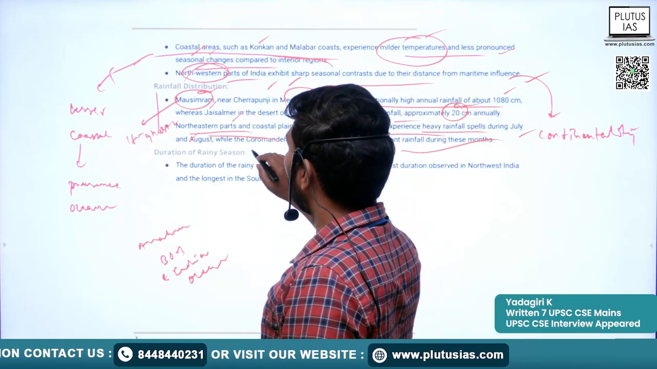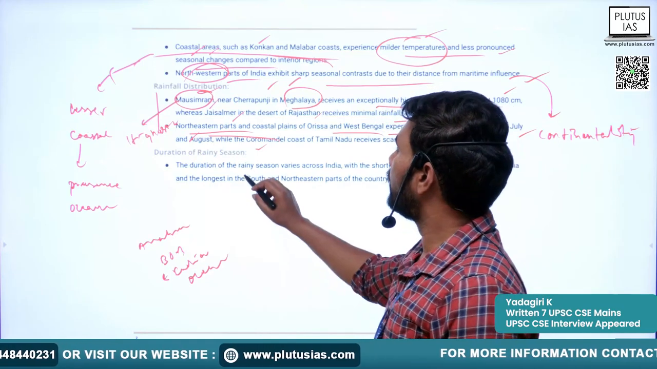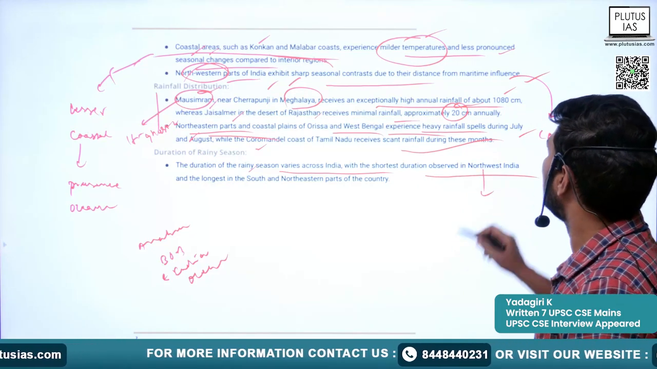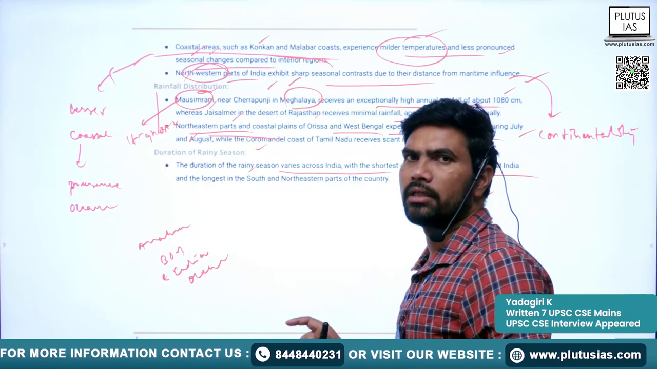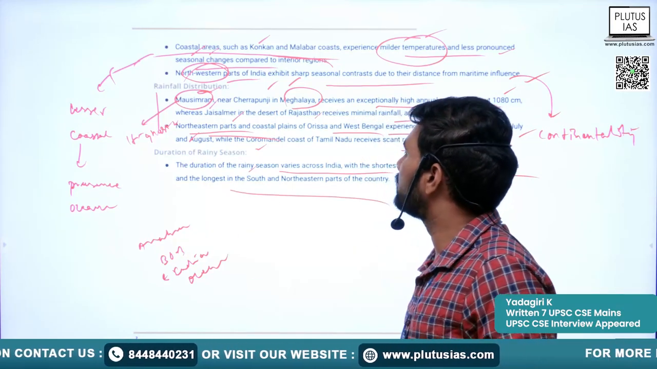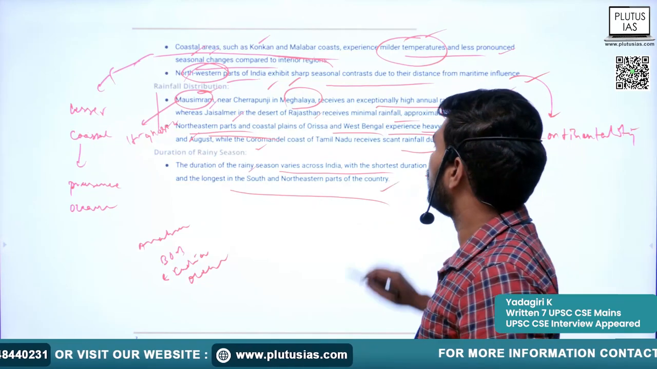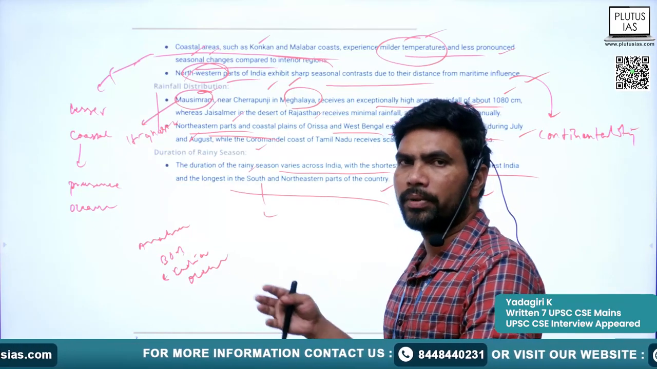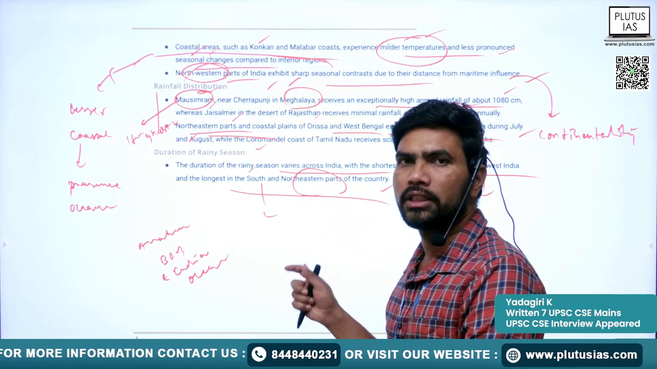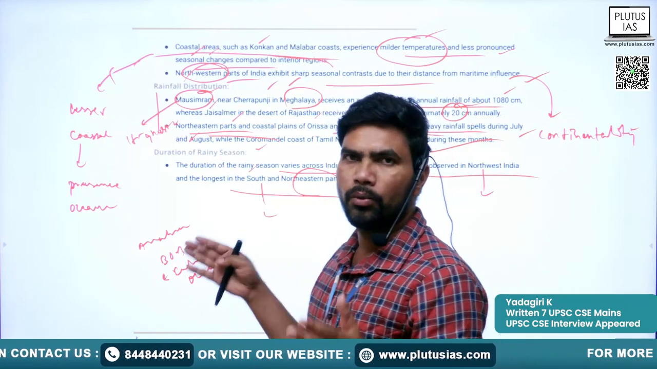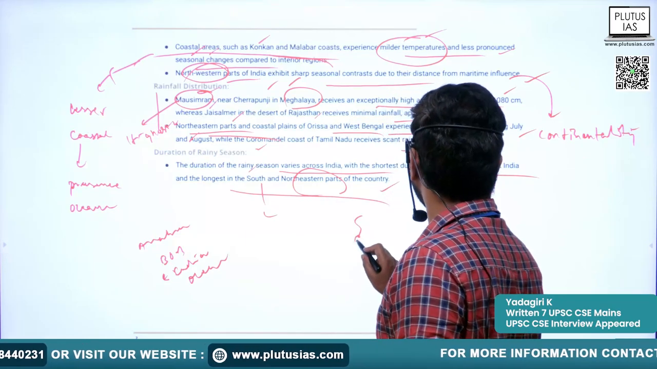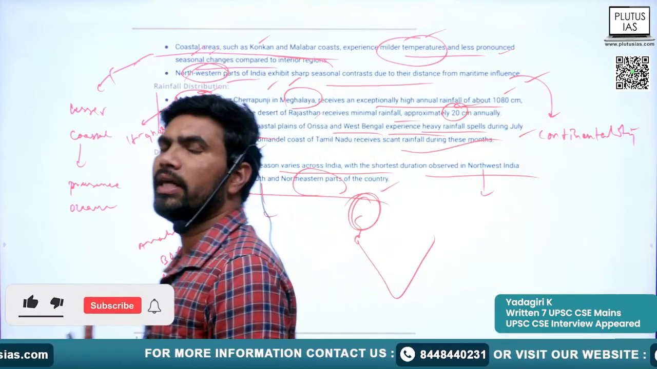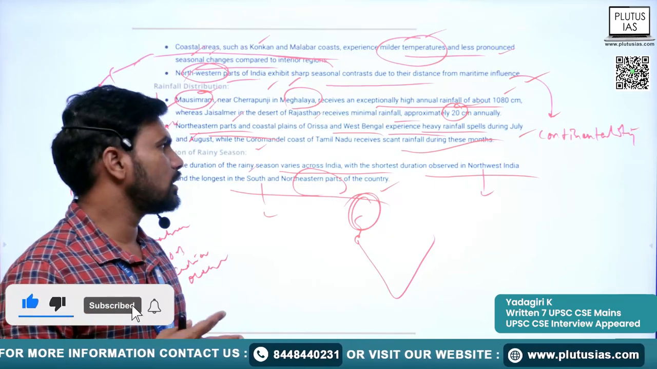When we see the duration of the rainy season also, it varies across India. The shortest duration is observed in northwestern India, especially the Thar desert region of Rajasthan, and it is felt longest in the south and northeastern parts of the country. So the southern part of the country, in states like Kerala, Karnataka, Andhra Pradesh, and also in northeastern states, the period of monsoon is longer. However, when we come to the northwestern part of India, it is very, very less. So these are the variations in climatic conditions across India.